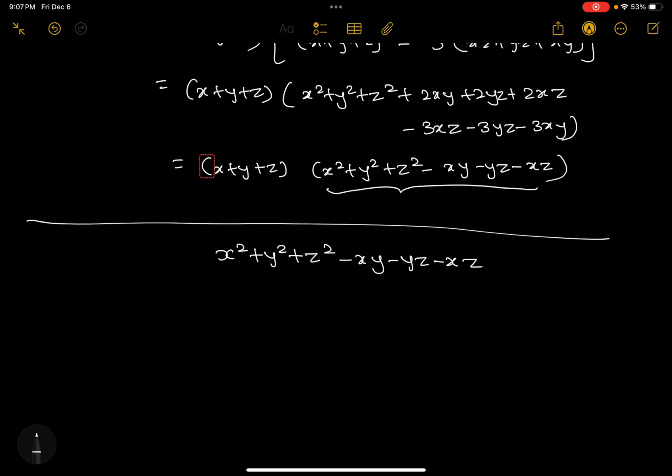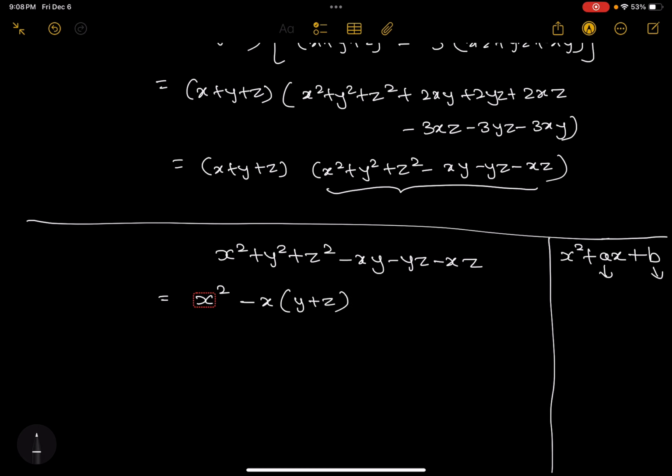So usually to do the factorization, we want to take it to the form, let's say, x square plus some number a x plus b, so that we can later on write this as a sum of two numbers and this as a product of two numbers. We can do that, right? So let's try to change it to the same form. x square minus x times y plus z, plus we have y square minus yz plus z square. Now in the previous video I taught you how to factorize such expressions. We'll first factorize that.